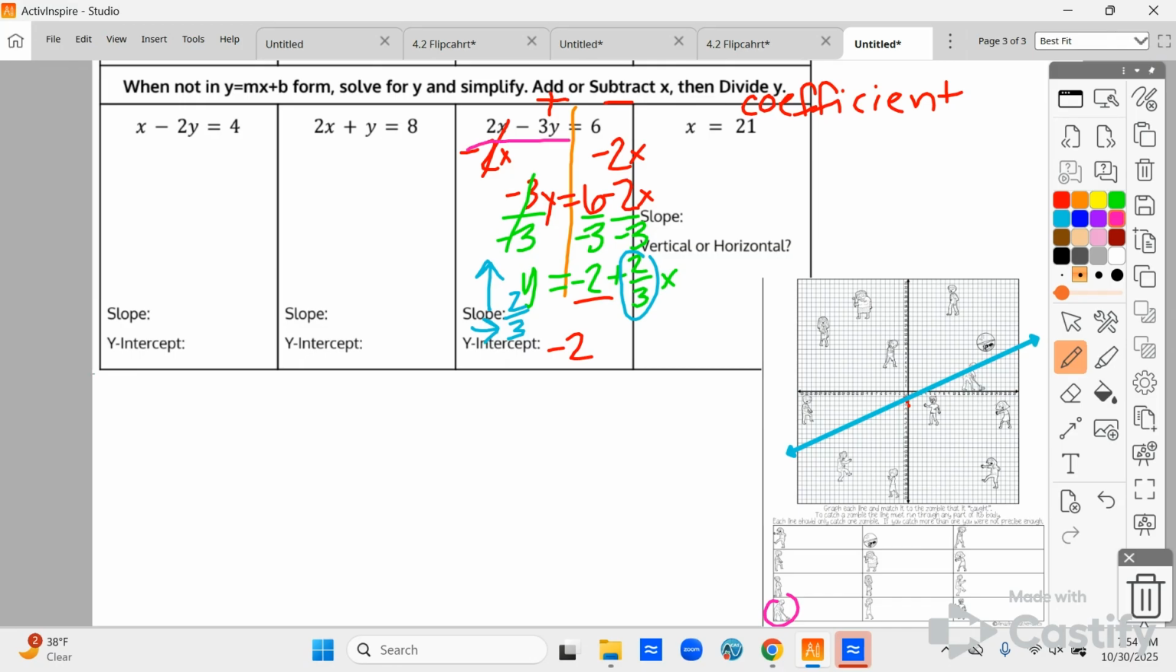So I'm going to write my original equation, 2x minus 3y equals 6. Okay, and again, when your x values are all the same, I'm looking at this very last one, x equals 21, every single x value is going to be 21. So there's a hint for you there for x equals 21.